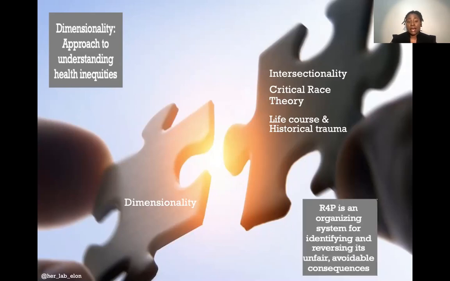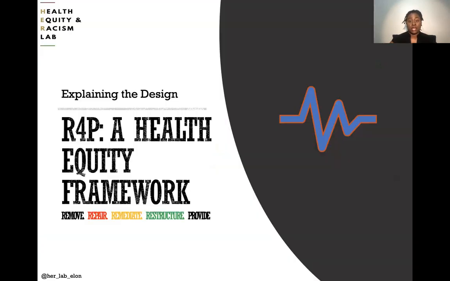So while you have dimensionality as this approach to understanding the health inequities and understanding the problem that exists, you then also have R4P, which is the organizing system for identifying and reversing the unfair and avoidable consequences that exist in our society, and allows us to enter that solution space. So, explaining the design of R4P. R4P is a health equity framework. It consists of 5 components: remove, repair, remediate, restructure, and provide.